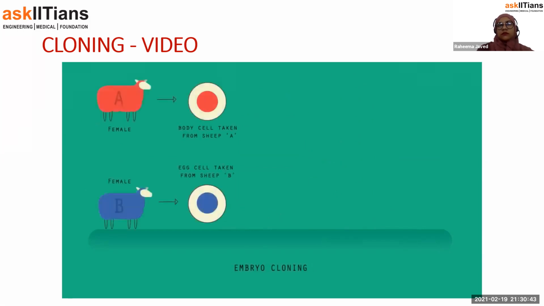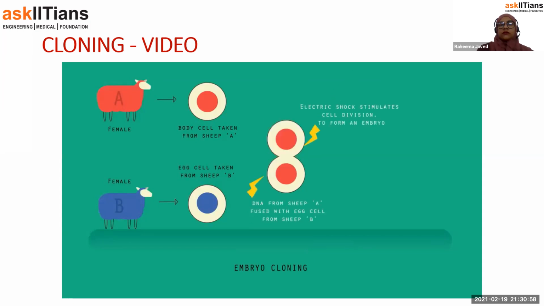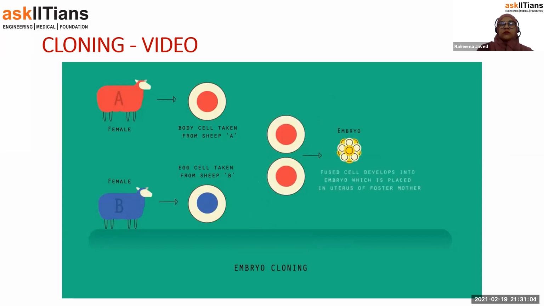An unfertilized egg cell is taken from an adult female, and the nucleus is removed. A body cell, such as a skin cell, is taken from a different adult. The nucleus is removed from this adult body cell and is inserted into the egg cell. An electric shock stimulates the egg cell to divide to form an embryo. These embryo cells contain the same genetic information as the adult body cell.